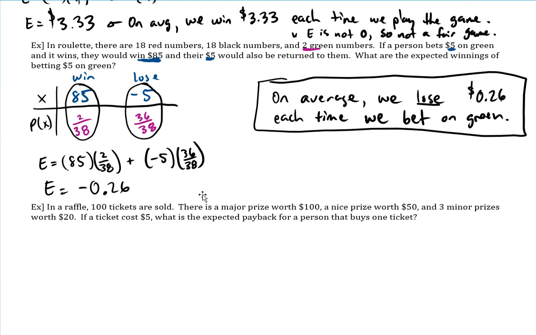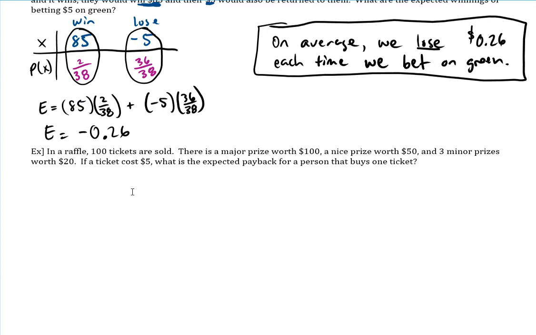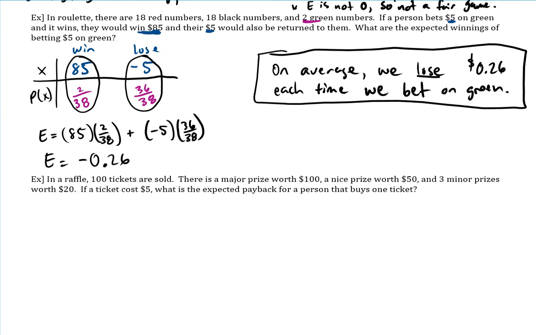These are similar types of problems, but here they tell us that in a raffle, 100 tickets are sold. There's a major prize worth $100, a nice prize worth $50, and 3 minor prizes worth $20. If a ticket costs $5, what is the expected payback for a person that buys 1 ticket?